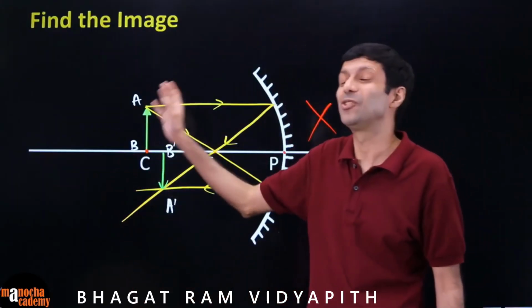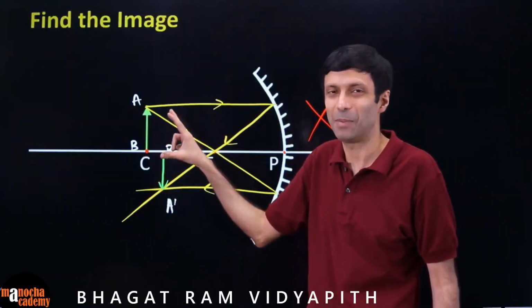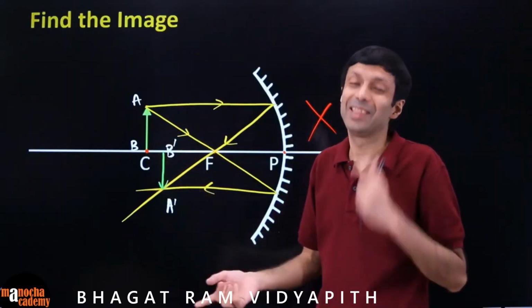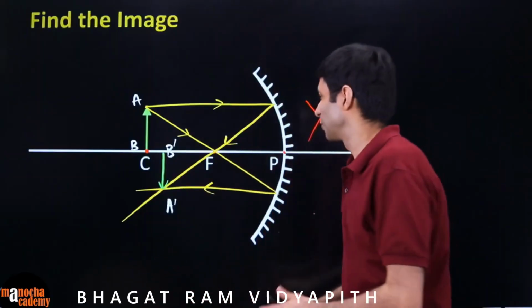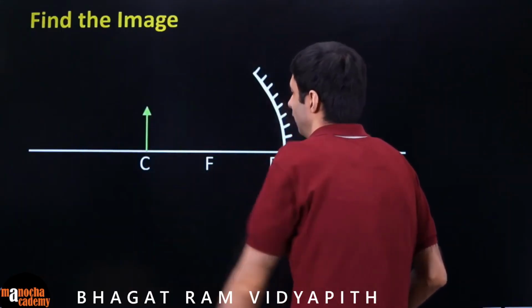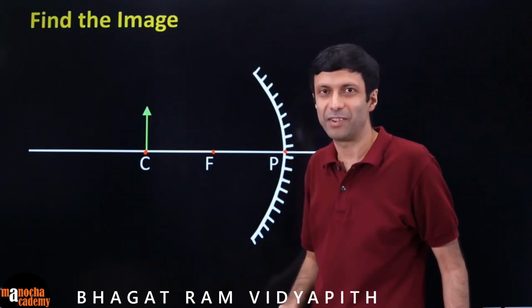Make sure you guys draw the image first, same size, so measure the same height as the object, draw it at the center of curvature, then you draw your rays. That way you'll never go wrong. Okay, so I'm going to erase all of this. This is all wrong, and let's restart now with the cheating technique. Cheating doesn't mean you're cheating from your friend, right? Don't do all that. This is your smart technique.